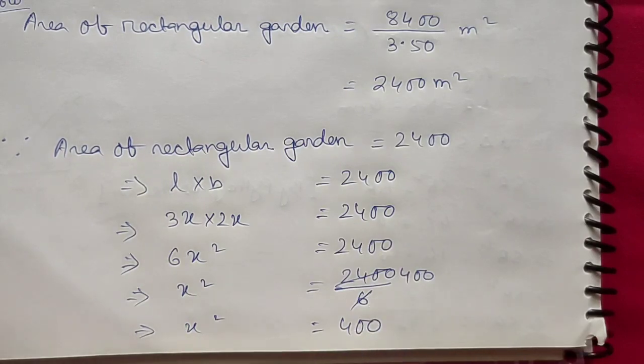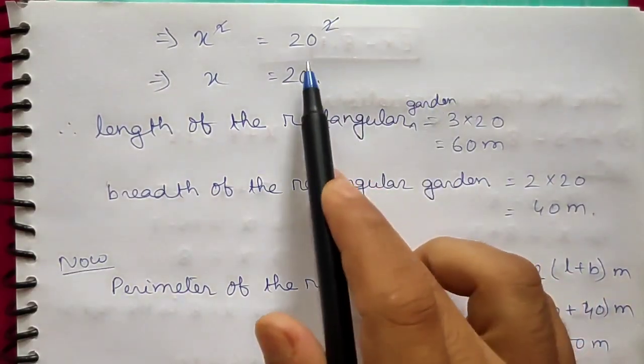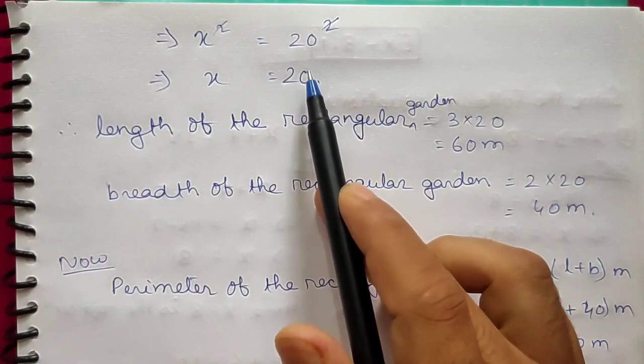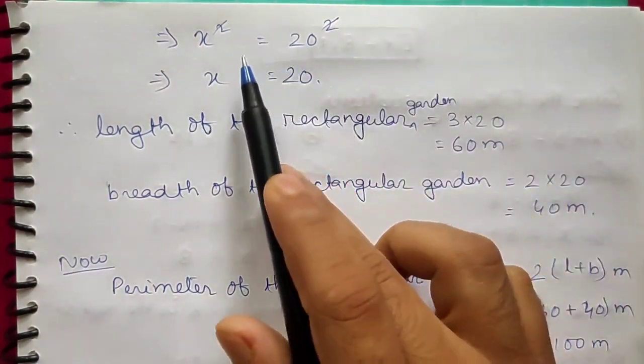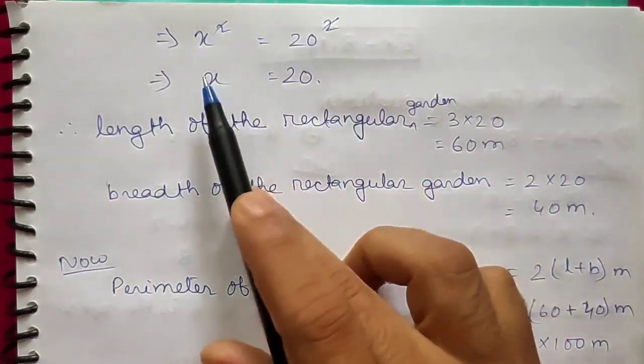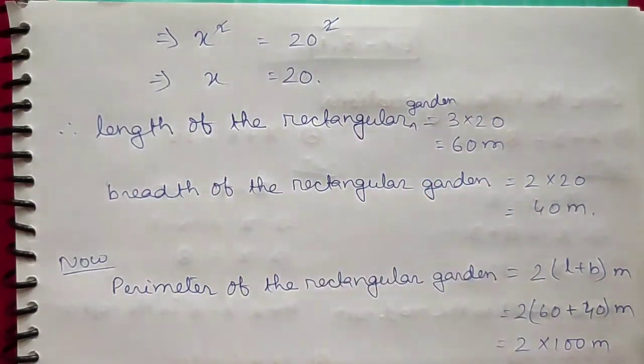So x square equal to 400. So 400 is 20 square. If we multiply 20 into 20, we get 400. So x square equal to 20 square. So square cancel. x equal to 20.